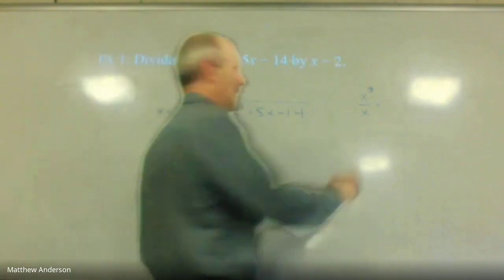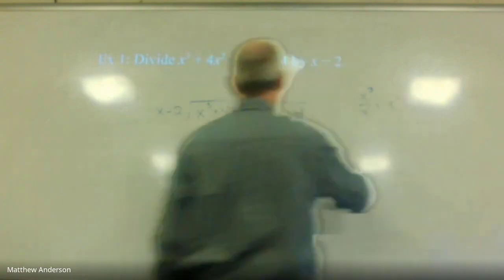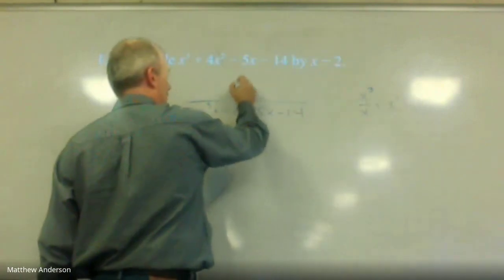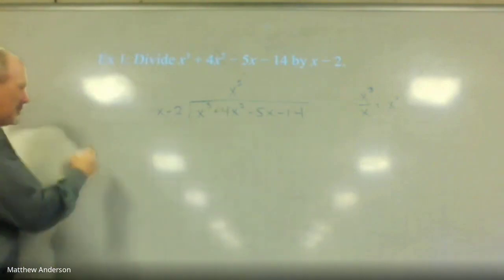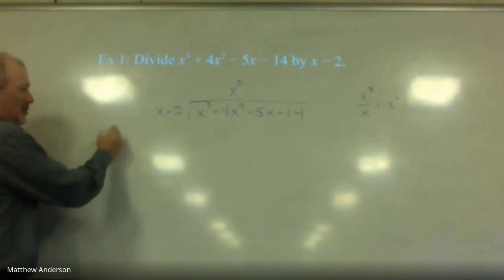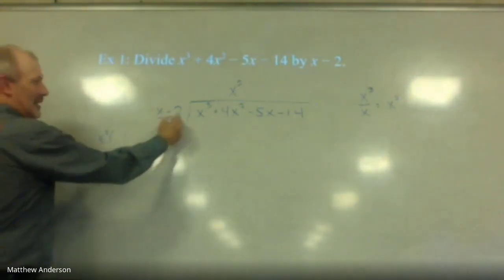X squared. And so that is what we are going to multiply by. I'm going to put that x squared right above that x squared. And so here's how we do this. We know we're going to multiply by x squared. So we're going to take x squared times this x minus 2.